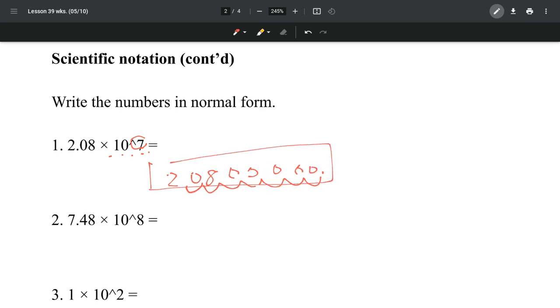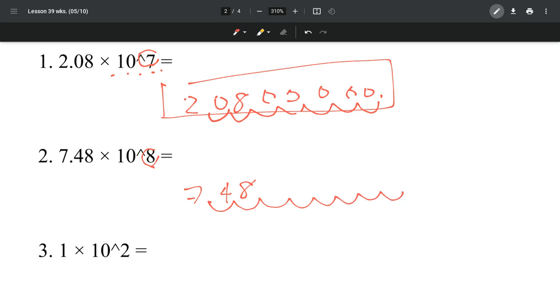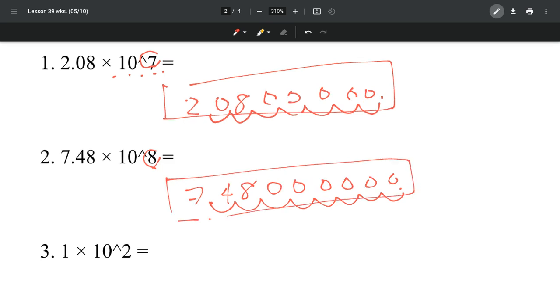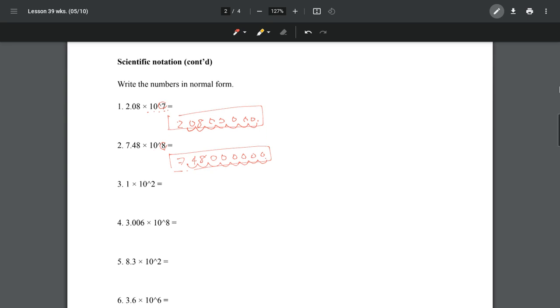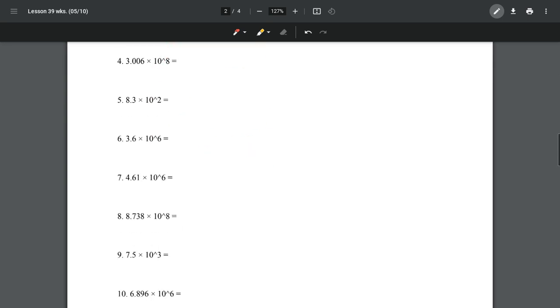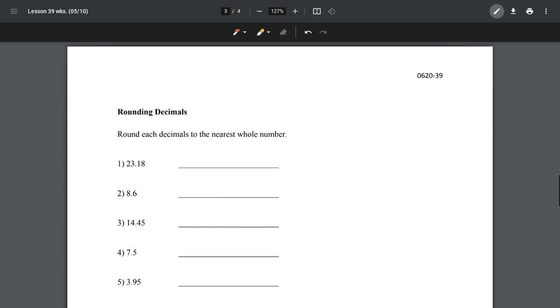And so that's our answer. Number 2, we have 7.48, and we want to move the decimal point how many times? 8 times to the right. So 1, 2, 3, 4, 5, 6, 7, 8 times. There we go. So that's it. Finish this page, and then let's move on to rounding decimals.